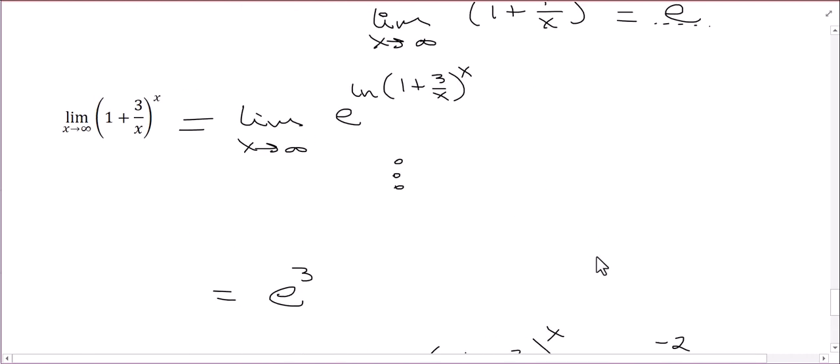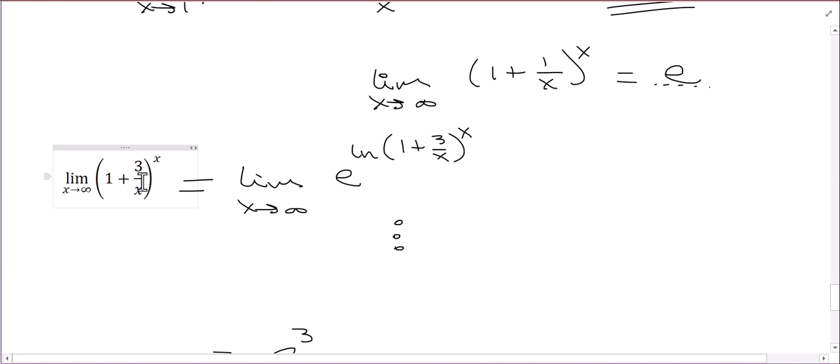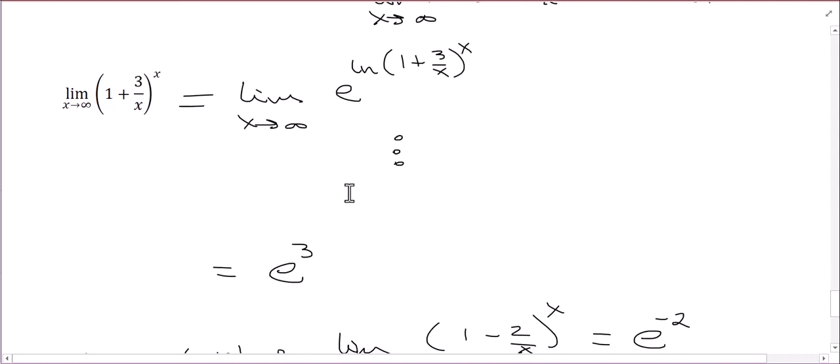And so notice here, 1 plus 3 over x. So that's still 1 plus a little bit. As x goes to infinity, 3 over x is getting close to 0. It's not equal to 0, it's just getting close to 0. So it's 1 plus a little bit to the infinite power. So that has something to do with e. What to do with e?